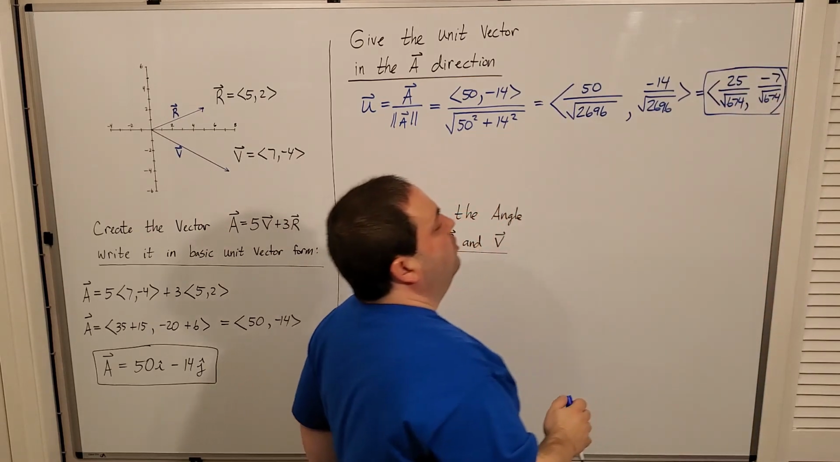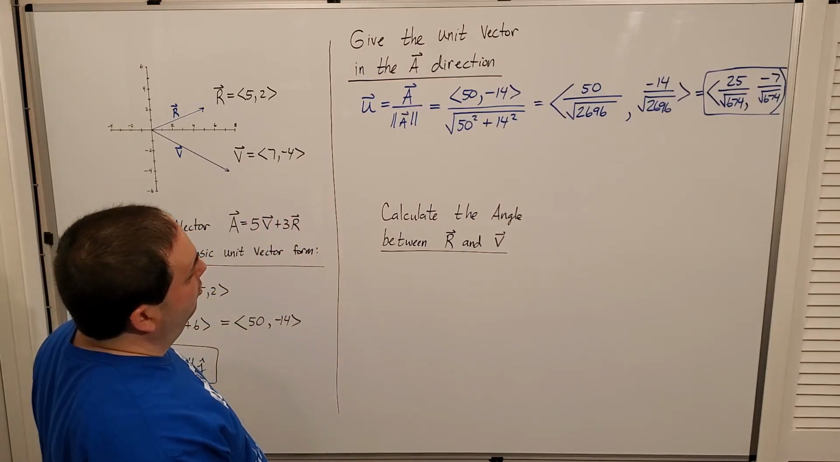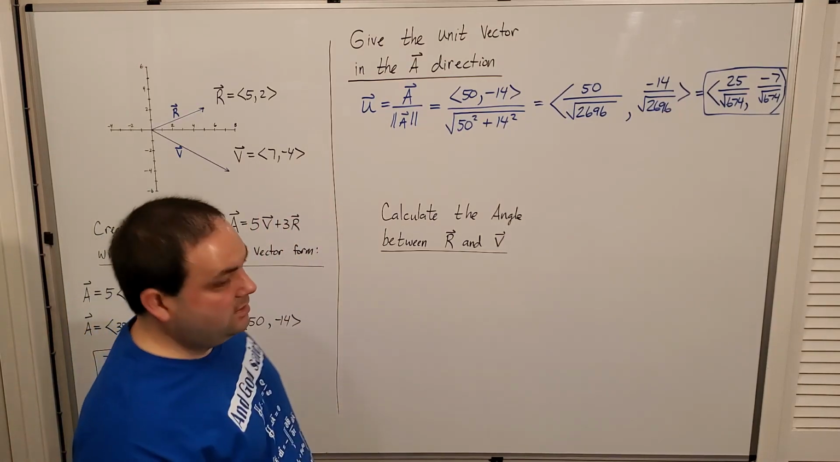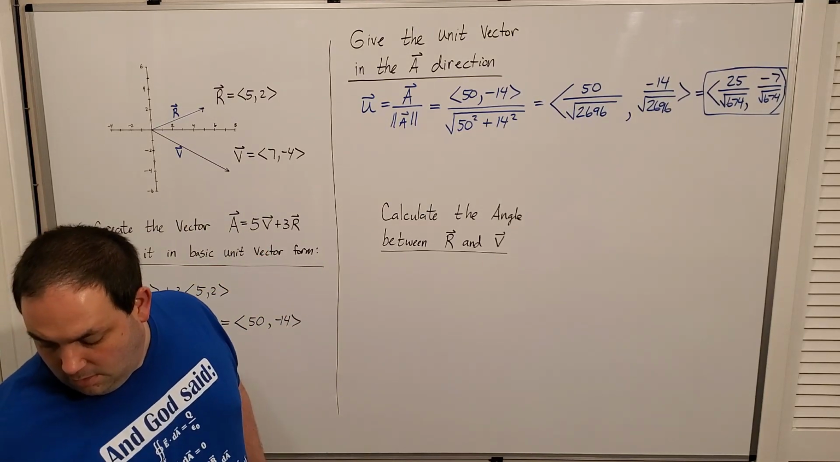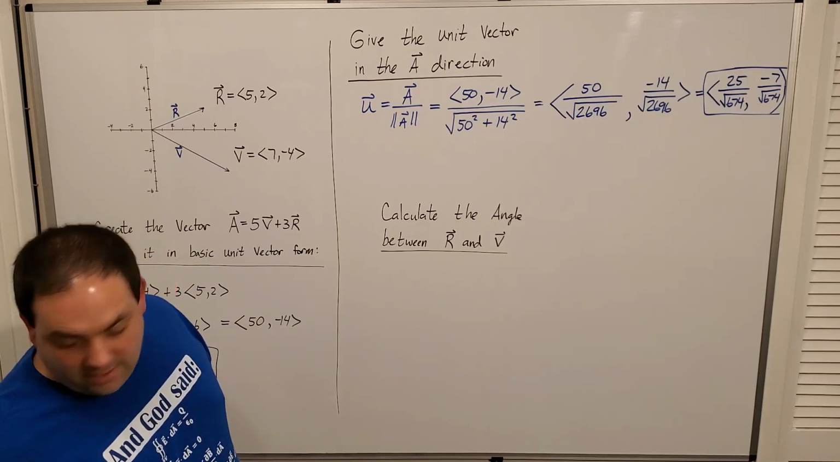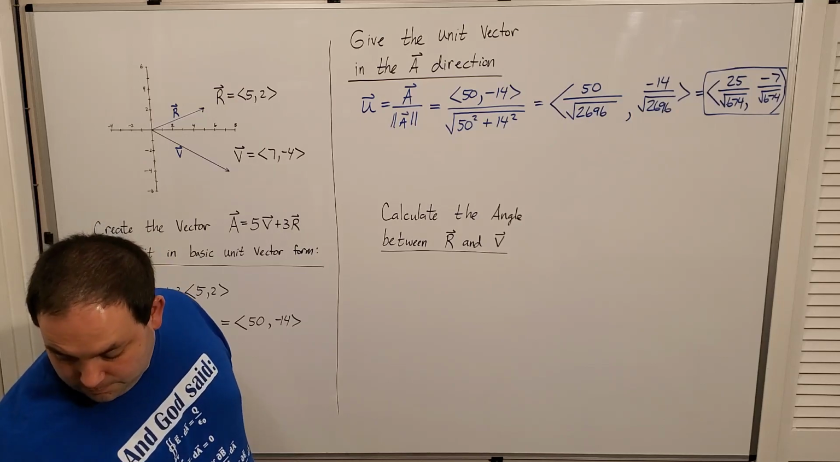From there, you could also get the decimal if you so wish. That particular form is fine for all of the things that I have ever required of my students. Okay, next, calculate the angle between the R and V vectors, right?